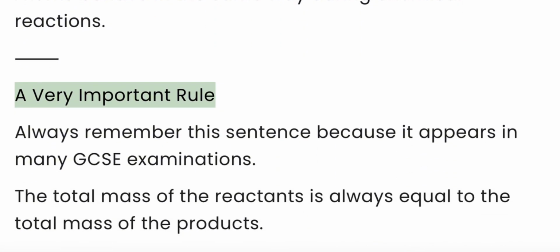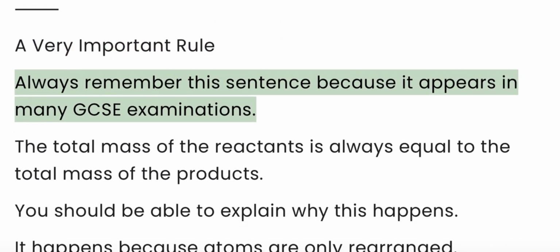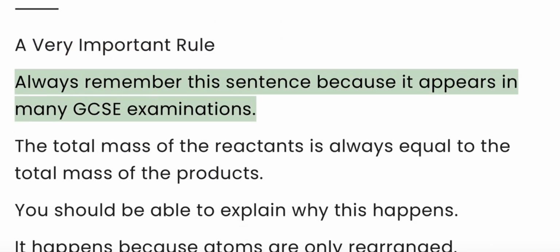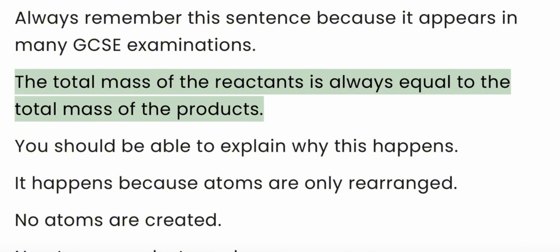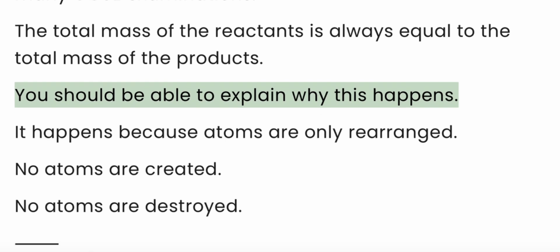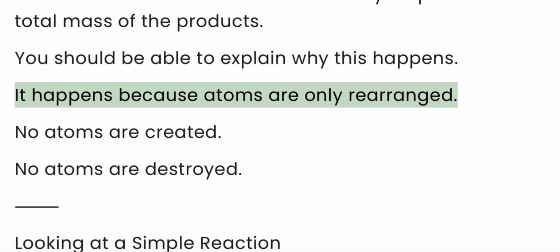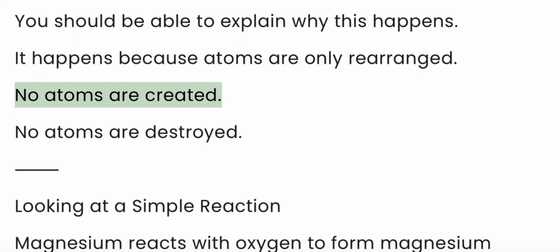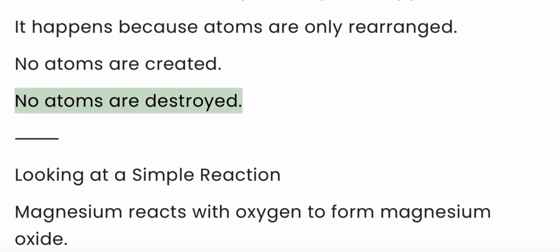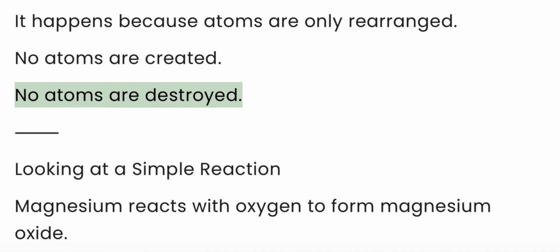A very important rule. Always remember this sentence because it appears in many GCSE examinations. The total mass of the reactants is always equal to the total mass of the products. You should be able to explain why this happens. It happens because atoms are only rearranged. No atoms are created. No atoms are destroyed.